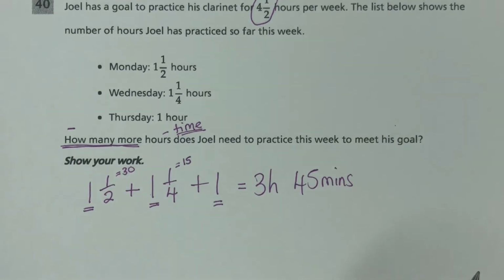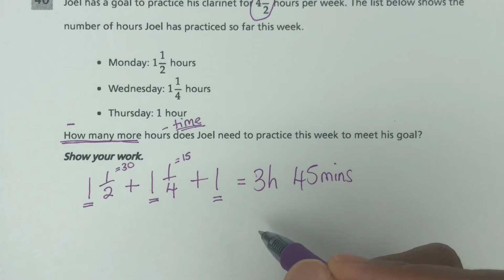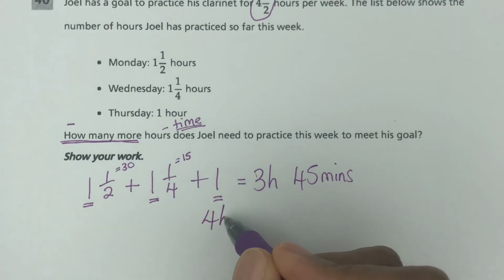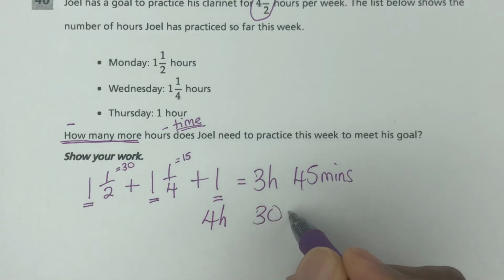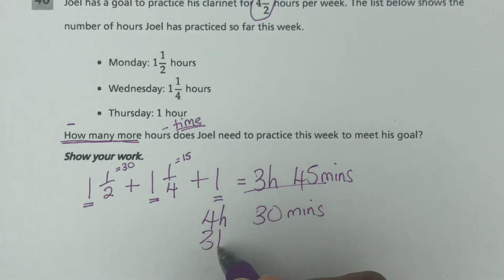So let me move this paper up a bit because I'm going to do a little bit of subtraction here. So here we're going to say 4 hours and 30 minutes, right? And we're going to take away this 3 hours and 45 minutes.